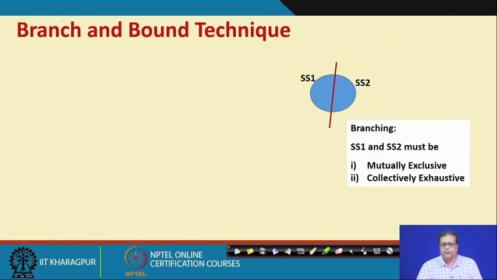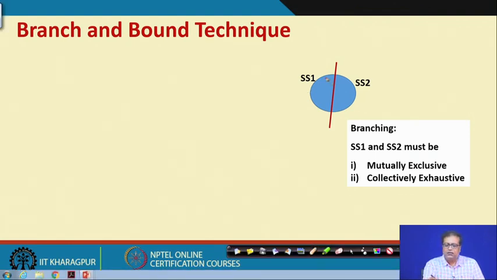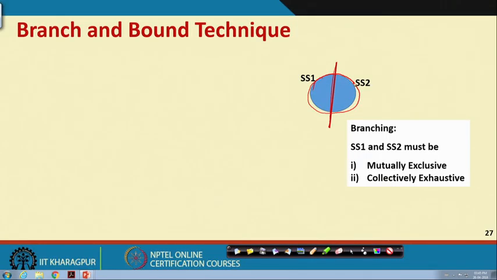Look at this example. Supposing this is our total problem, the total problem is divided into two subproblems, SS1 and SS2, and SS1 and SS2 must be mutually exclusive, but collectively exhaustive. It is not necessary that we have to divide in two only.